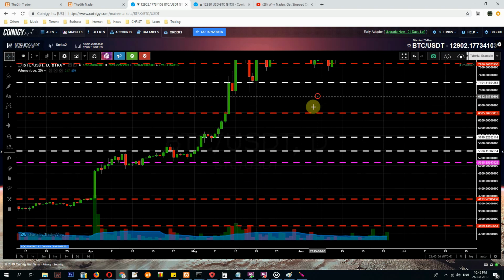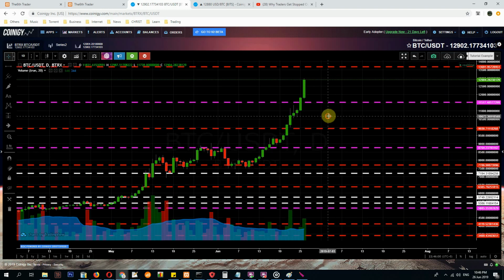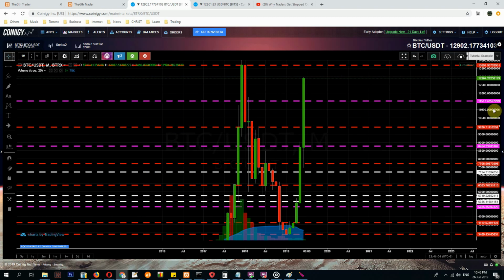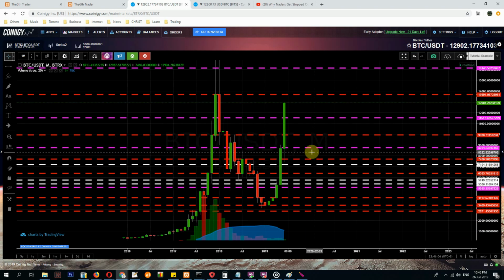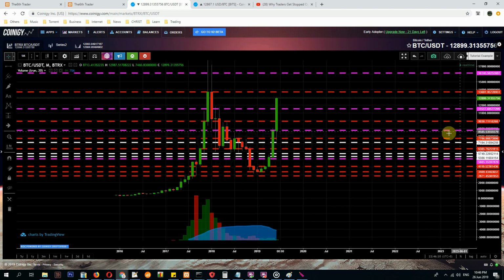Okay, the purpose of this tutorial is just to show you how I do it. So, that's how we can come up with these lines. At least now you have an idea that red is monthly support and resistance, purple is weekly, and white is daily. So, let me give you an example.